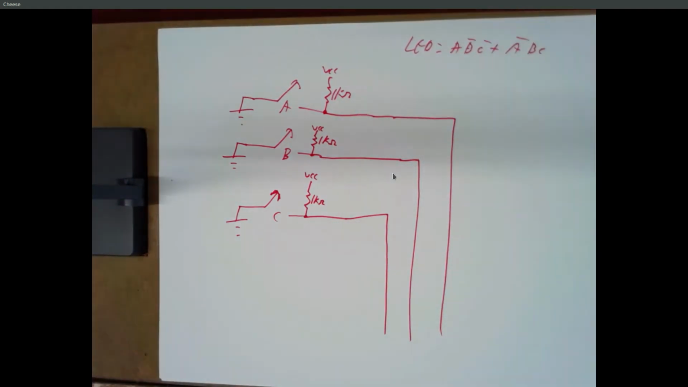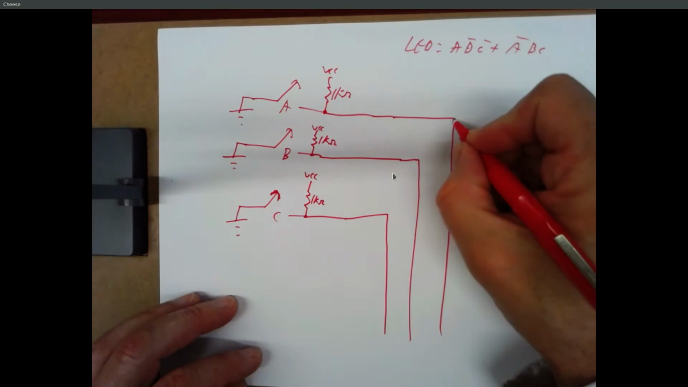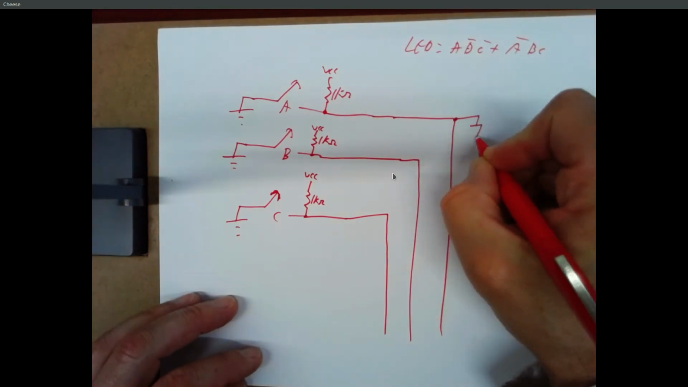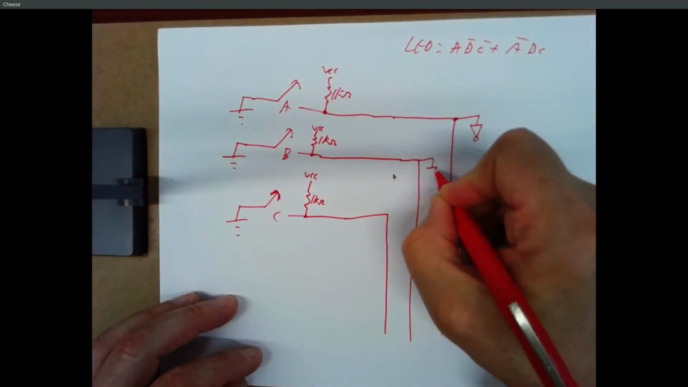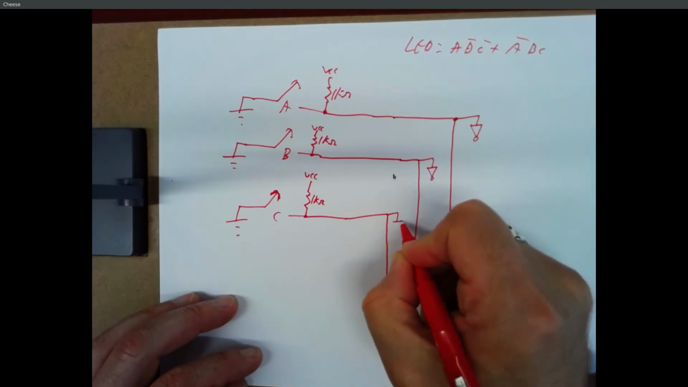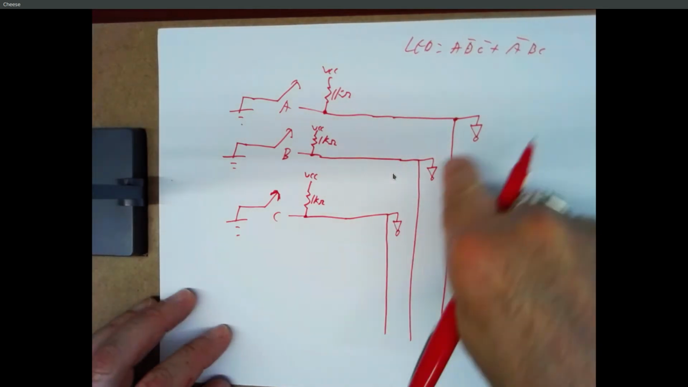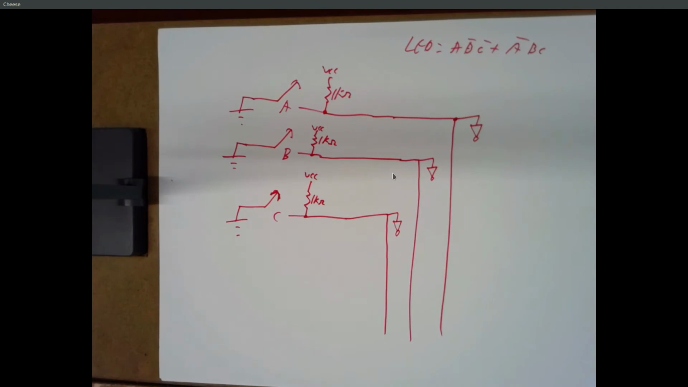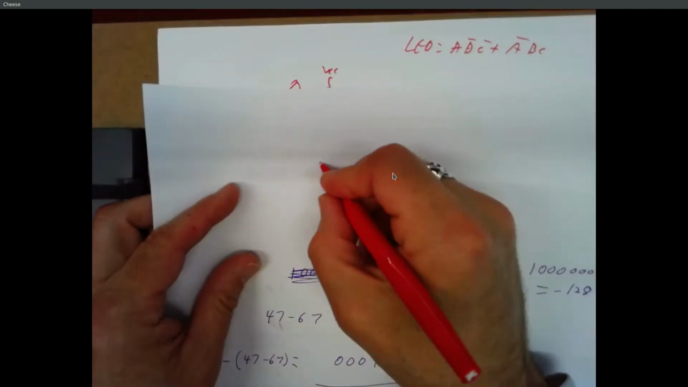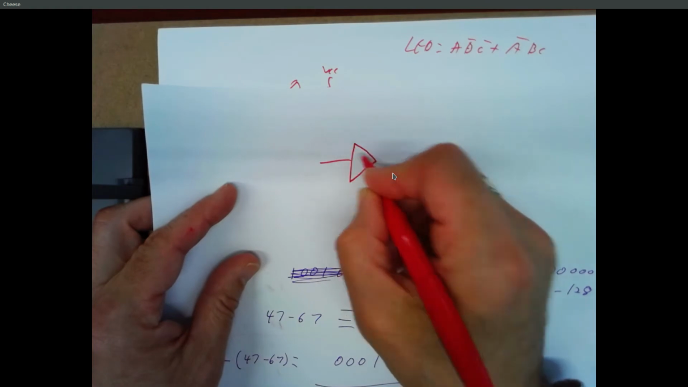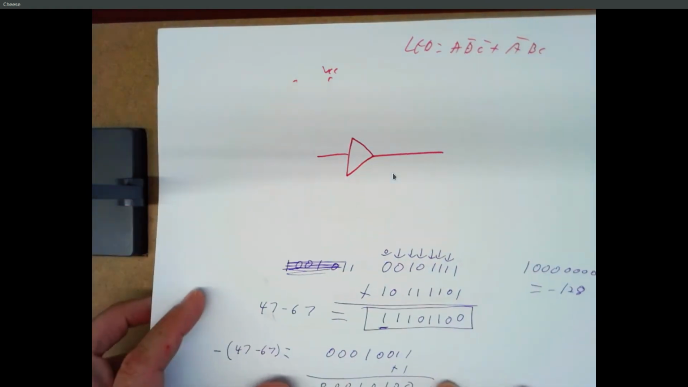So LED should be A, B bar, C bar, or A bar, B, C. So I'm going to want inverters on each of these. Inverters have to have that little circle on the outside. Okay, this is actually also a valid logic symbol, but it's not an inverter.